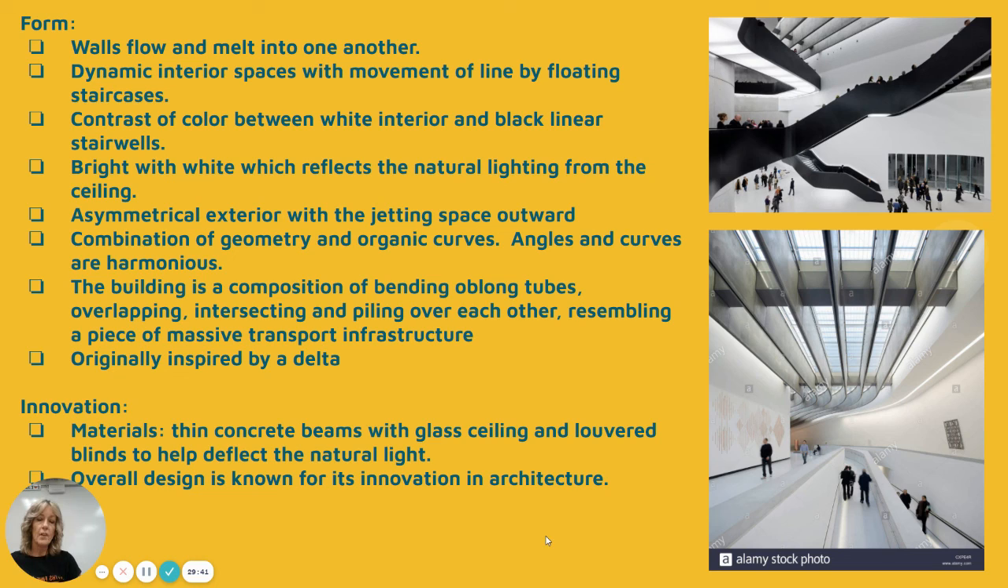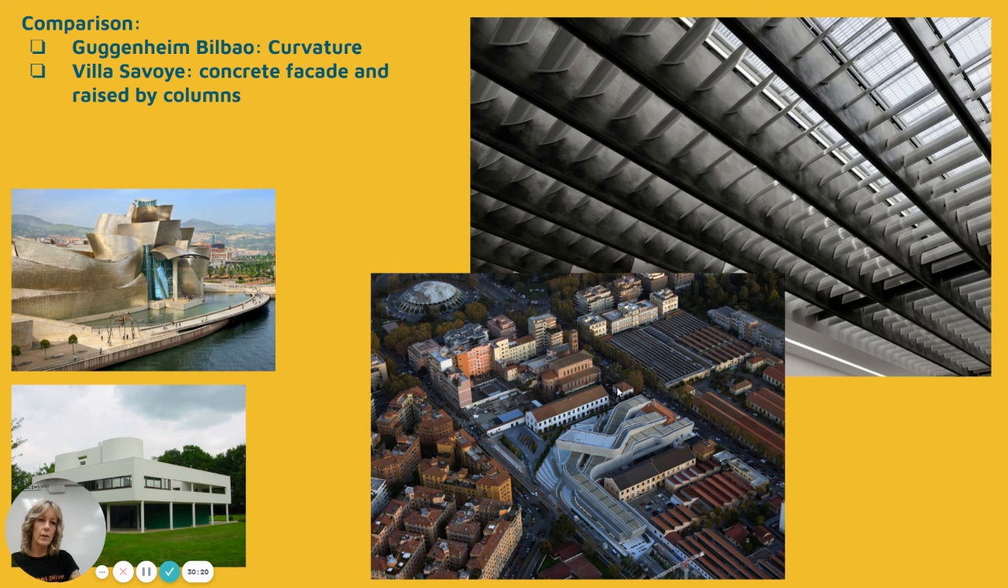So the innovation that we have here is the materials, not just what they are, but how they're used. So those very thin concrete beams that curve, the fact that we're using glass is not new, but the fact that the glass is the ceiling, and then the louvered blinds that are part of the infrastructure to deflect the light. So again, the use of the materials and the enhancement of the materials is what is very innovative. And this is just a really great shot of the louvered blinds to deflect light.